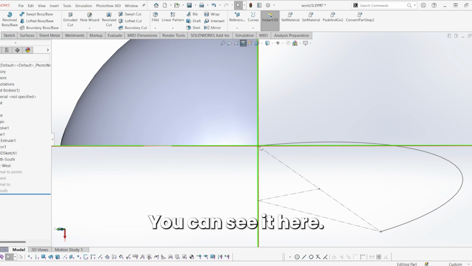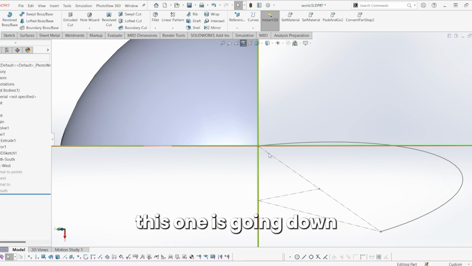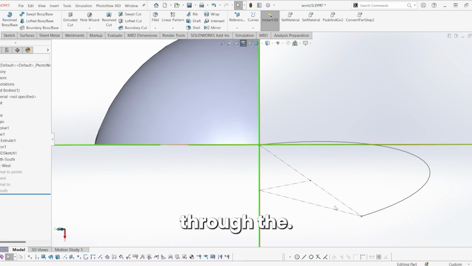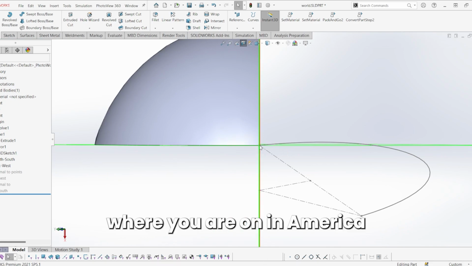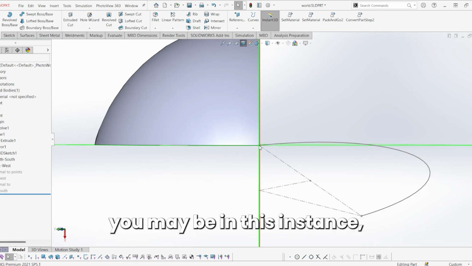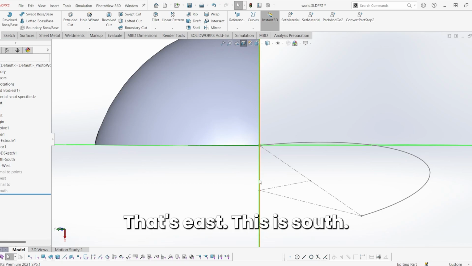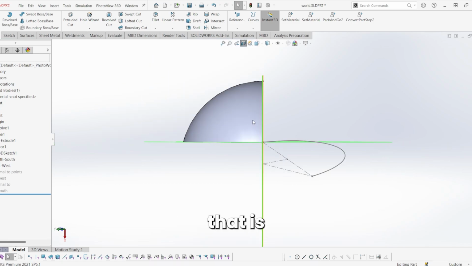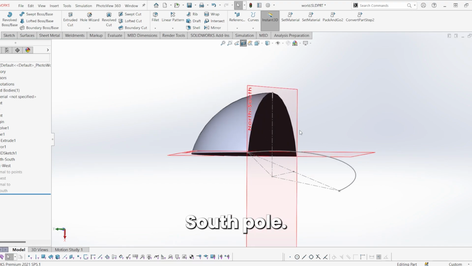You can see it here. This is going up and then around. This one is going down through the earth. You see that? So I've just cut the earth from this side to the right, then from the bottom up to the point where you are in America, wherever you may be. In this instance, if you were in this position, the prayer direction is southeast. And that's east, this is south. And the reason we arrived at that is we cut normal to the north-south pole.